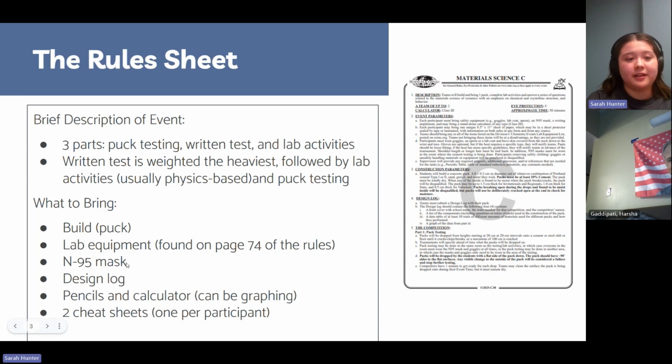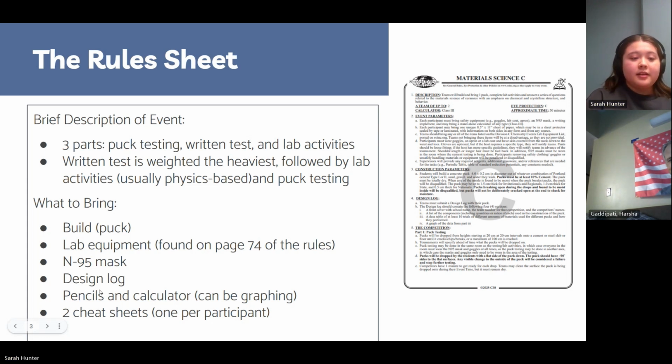The next thing you should be bringing is an N95 mask, which should be a lot easier to find nowadays than in the past after COVID. This is basically so that people don't inhale cement or concrete dust during the testing. So that's pretty important. And then you have over here the design log. I went over why you want to bring that, even if you don't have a very good build. Just bring it anyway. You'll get some points for that, and then I'll probably boost your score.